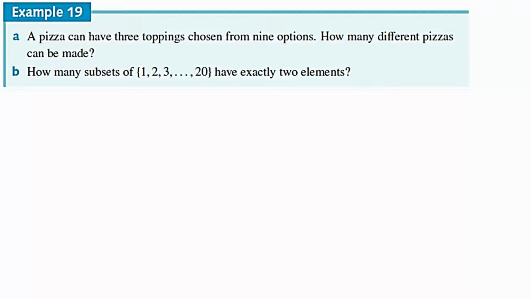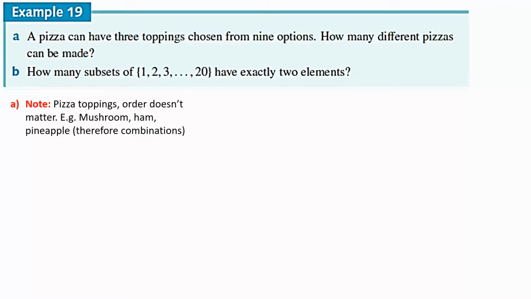So how do you know if this is combinations or permutations? Because if I just gave you the question, you have to be able to tell the difference. See, logically, pizza toppings, it doesn't matter which one you choose first. If I chose mushroom, ham, pineapple, it doesn't matter on that pizza, even if I said ham first, pineapple, then mushroom, it's still the same pizza.